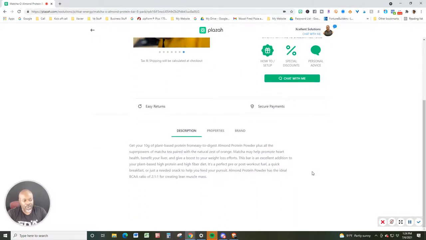Now let's talk a little more about the description. Like I just mentioned, it's going to give you 10 grams of plant-based protein. It's easy to digest because it's coming primarily from almonds, the protein powder from almonds, plus all the superpowers of matcha tea paired with the natural zest of orange. Now, there are scientific studies out there, and you can just do a simple Google search to find them. Matcha tea has also helped promote heart health. It will benefit your liver and give you a boost in weight loss efforts. So the bar is an excellent addition to your plant-based, high protein, high fiber diet.